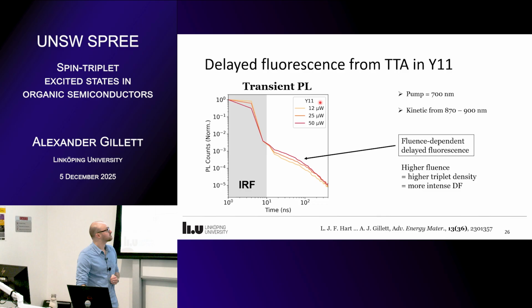We did a fluence series, so we increased the laser power from 12 microwatts up to 50. What we find is actually relative to this point of normalization, the delayed fluorescence gets relatively more intense. And that fits with the idea of TTA, right? Because if you pump it harder, you make more triplets, you have a higher triplet density, and therefore more likely to get TTA rather than monomolecular decay and so on, get some delayed fluorescence out. So between our TA and our transient PL, we thought probably we had some TTA going on in this Y11 material.